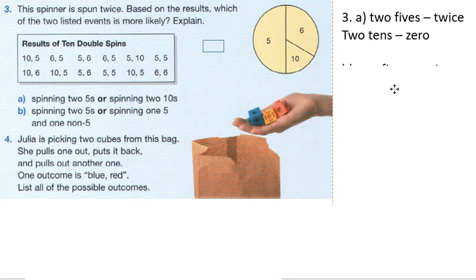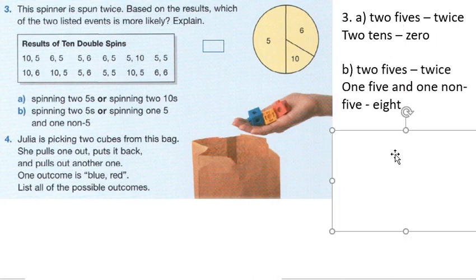The next one, B, spinning 2 5s or spinning 1 5 and 1 non-5. We have 2 5s once again coming up twice, and 1 5 and 1 non-5 comes up 8 times. The 10 and the 5, for example, is a 5 and a non-5. So a 5 and a non-5 is more likely to be spun.